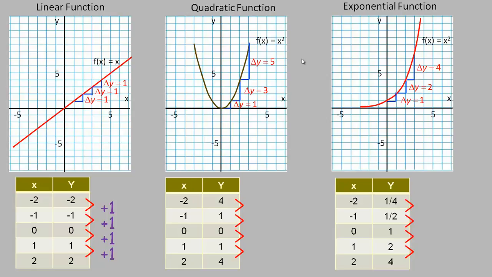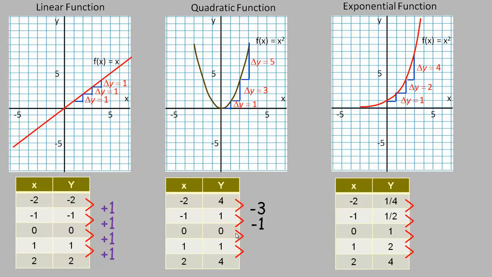Now for the quadratic function, I've plotted a few ordered pairs here: (-2, 4), (-1, 1), (0, 0), (1, 1), and (2, 4). I'm going to do the entire table here. If you take a look at from 4 to 1, that's a change of -3. It goes down by 3. And then 1 to 0 goes down by 1.